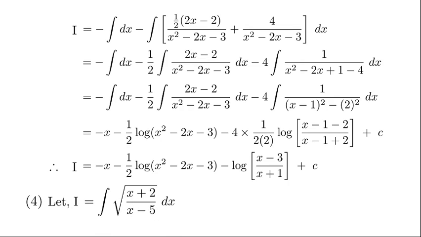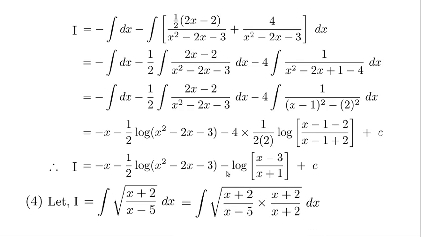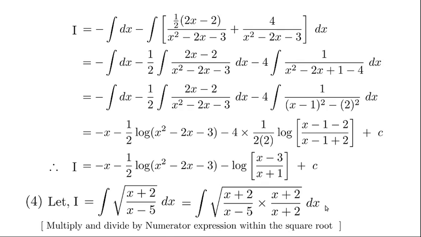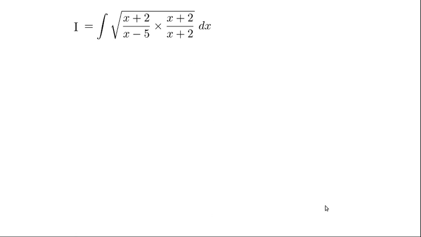So here what we are given is two linear polynomials, but both are under the same square root sign. So in such cases what we do is we multiply and divide by the numerator expression within the square root. So what I have done is square root of (x plus 2) upon (x minus 5) into (x plus 2) upon (x plus 2). Observe, this is not the conjugate, it is not a rationalization. So multiply and divide by the numerator expression within the square root. This is to be done whenever you have two linear polynomials as the quotient in the square root.